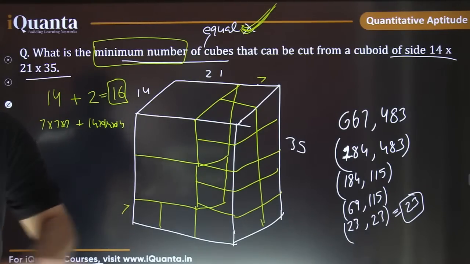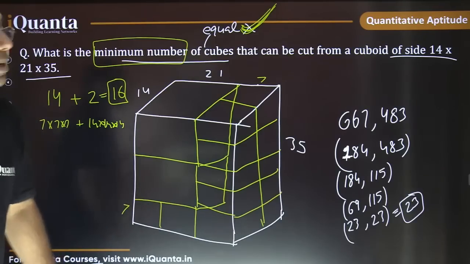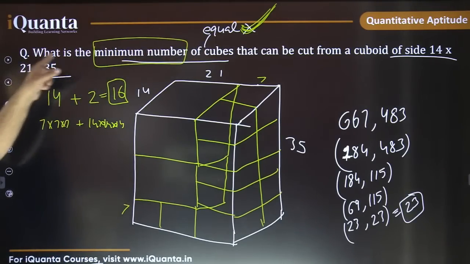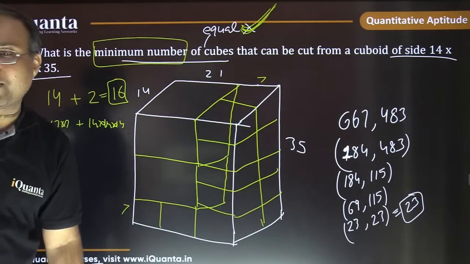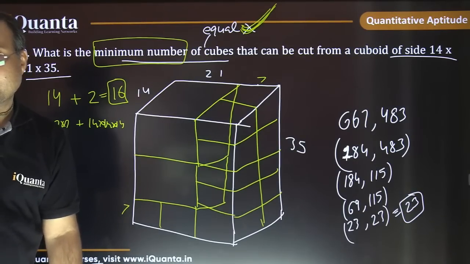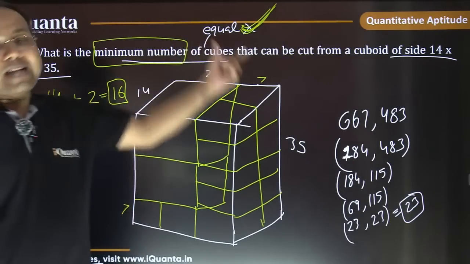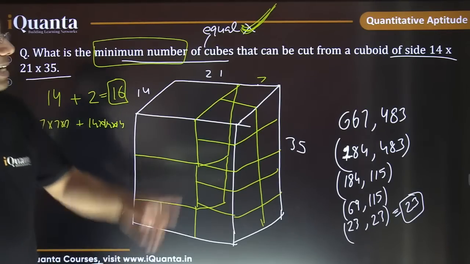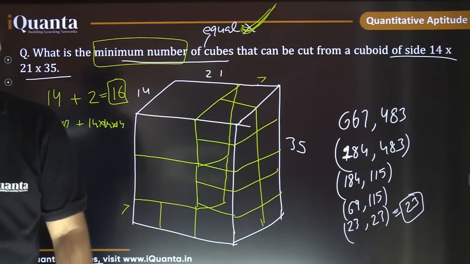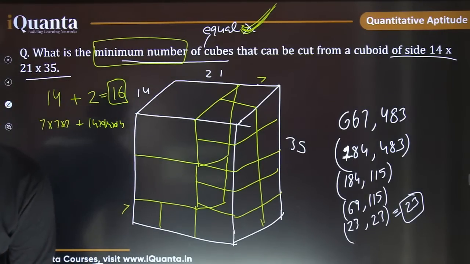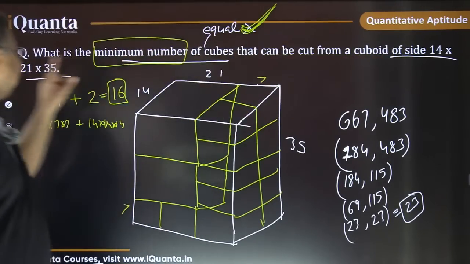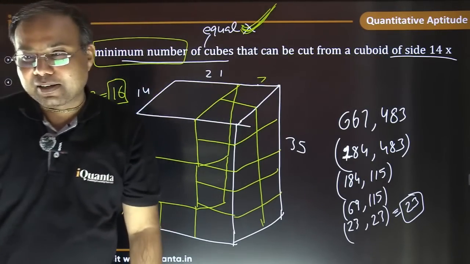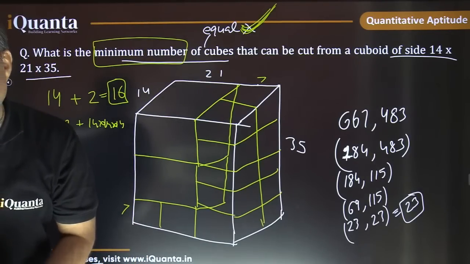There is no other method for this particular question which we have solved. But if I change the question now, what is the minimum number of equal cubes? Now tell me what will be the dimension of each cube. If I want cubes of equal dimension, in that case, to have the minimum number of cubes, the largest dimension of each cube would be how much? Yes, that's true, Anirudh. Good. Now it should be the highest common factor of 14, 21 and 35, which is 7.